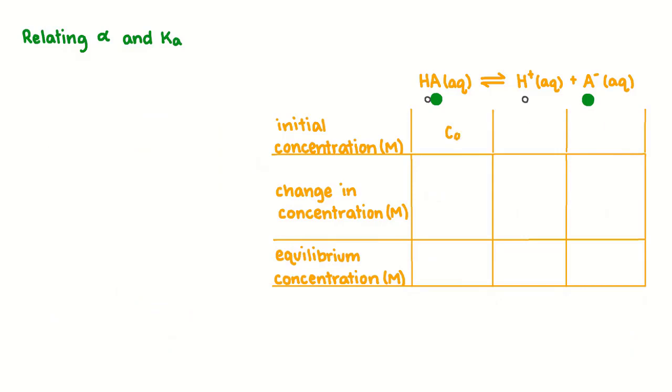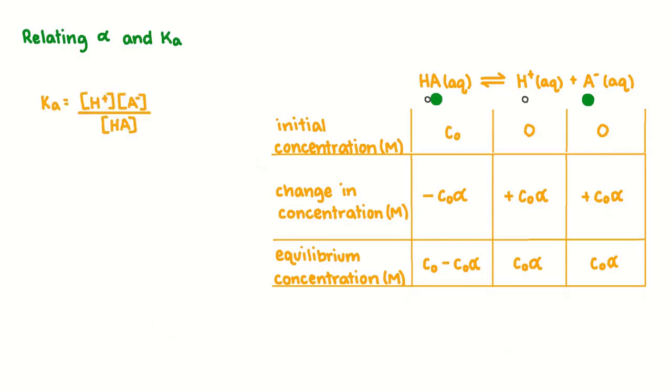We know that initially the concentrations of H plus and A minus will be 0 molar. As the dissociation proceeds, the concentration of HA will decrease by the initial concentration times the degree of dissociation, while the concentration of H plus and A minus will increase by the initial concentration of the acid times the degree of dissociation. Adding the initial concentration and change in concentration gives us these equilibrium concentrations.